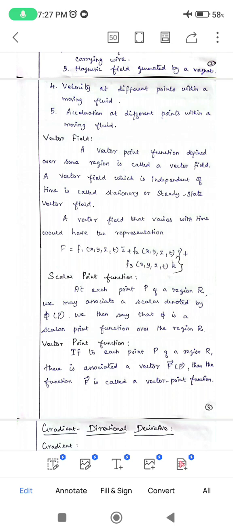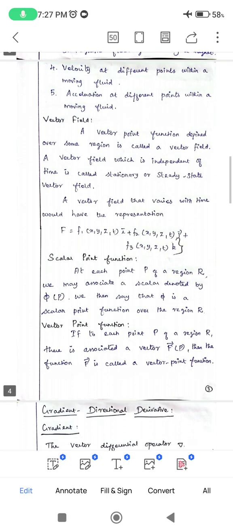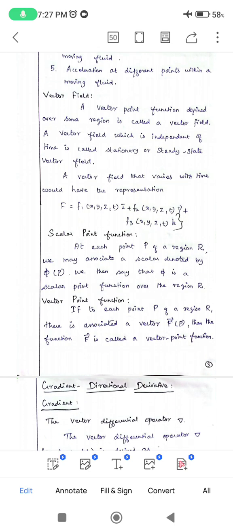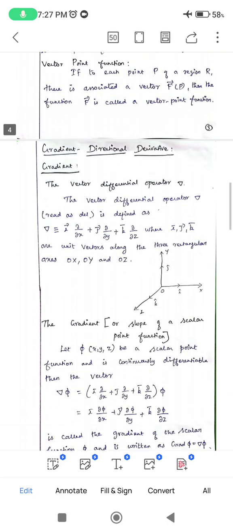Next definition is a scalar point function. At each point P of a region R, we may associate a scalar denoted by phi of P. We then say that phi is a scalar point function over the region R. And the next definition is a vector point function. If to each point P of a region R there is associated a vector F of P, then the function F vector is called a vector point function.